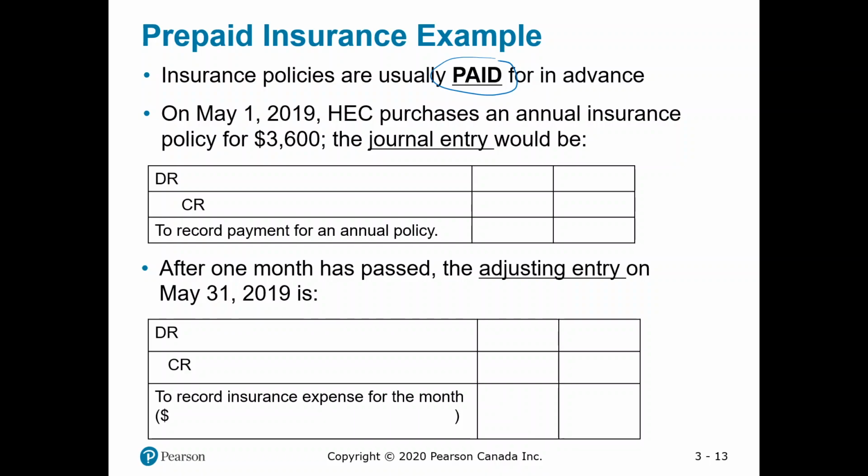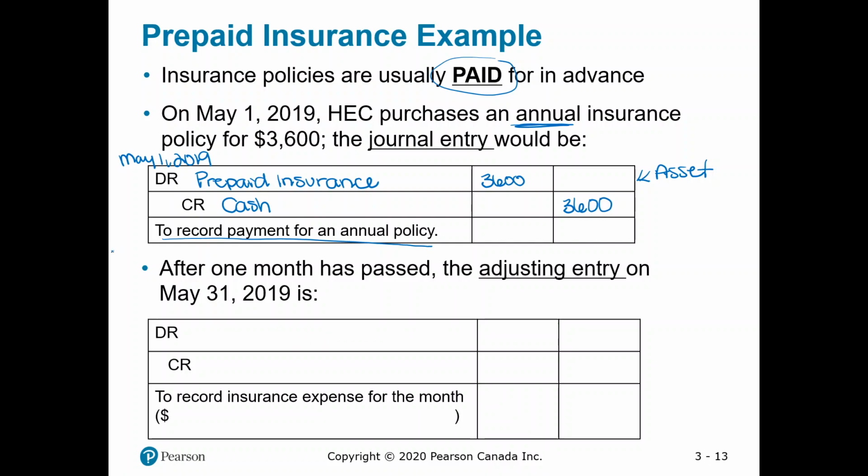So when they actually purchase that annual insurance policy, the entry is to debit prepaid insurance because it has a future benefit. So we're putting it into this asset account. Prepaid insurance is an asset with future benefit. And we will credit cash because they are paying for this. So this is on May 1st, 2019, to record the payment of the annual insurance policy. Okay, so that's nothing new. Hopefully you guys know that part.